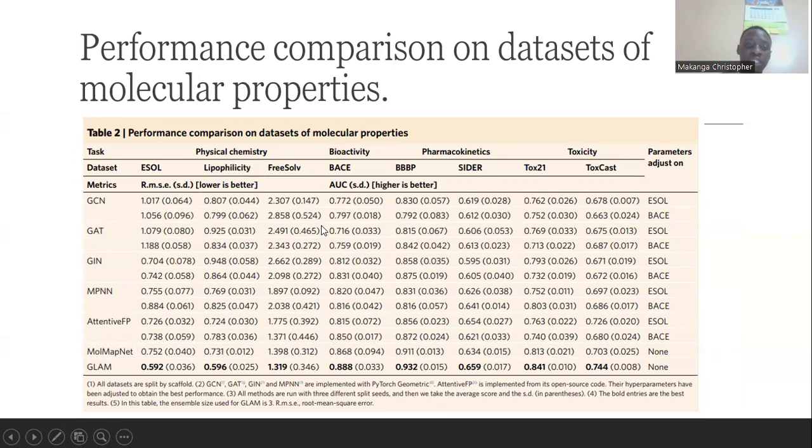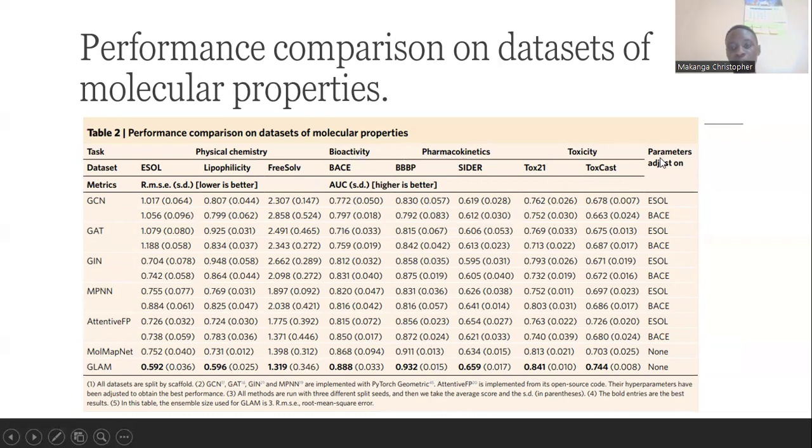Now, performance comparison on data sets of molecular properties. We have metrics such as GCN (graph convolution networks), GAT, GIN, MPNN, AttentiveFP, MolMapNet, and GLAM. What we are trying to do here is compare GLAM with these other models on these data sets. Of course, we looked at physical chemistry, these are the data sets used. Bioactivity, these are the data sets used. Pharmacokinetics, these are the data sets used. And toxicity, these are the data sets used.